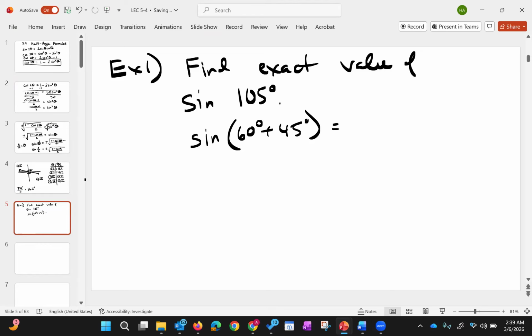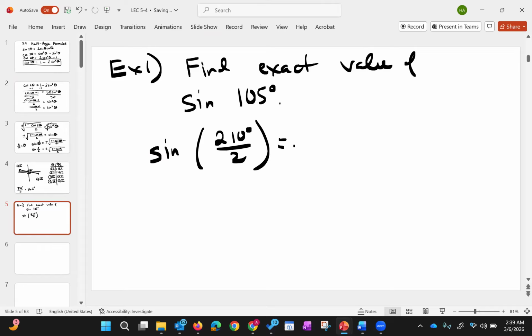Yeah, you can find sine of 105 by taking sine of 60 plus 45 degrees and using the sum angle formula. You can also do it by doing the half angle formula. So the question is this: 105 is half of what? So we say, hey, sine of 105, 105 is half of 210. Do we know the half angle formula? Absolutely.